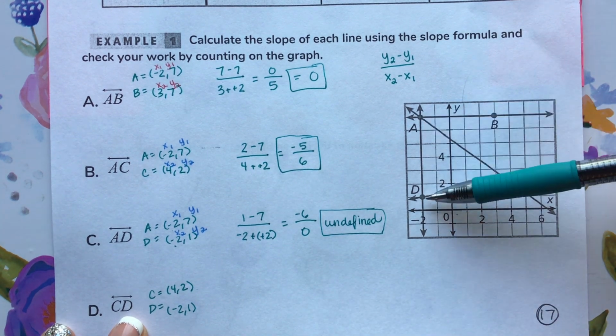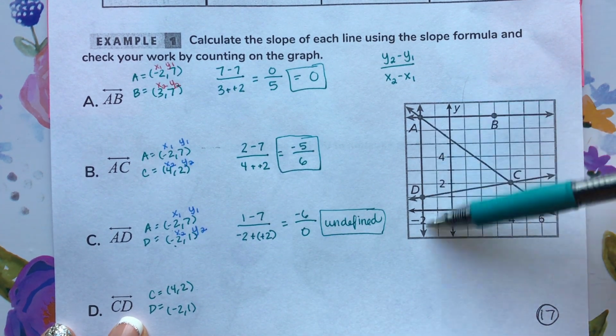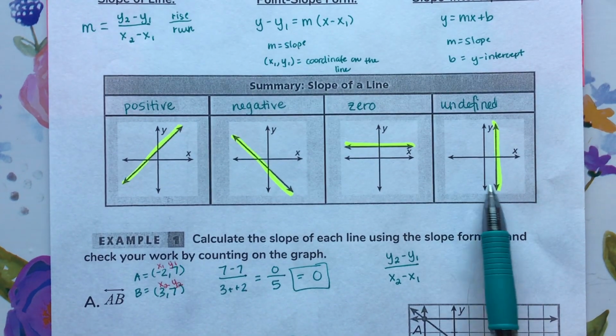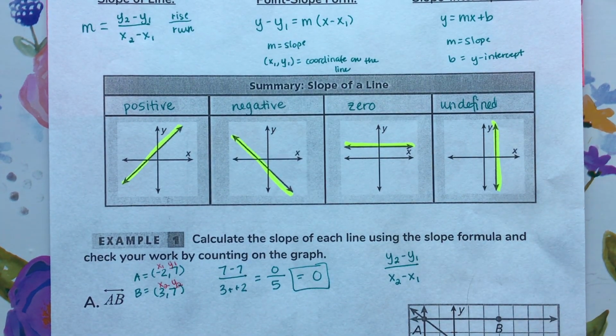If I look at my line AD, notice how it goes straight up and down, and that does correspond with my table up here that says a straight up and down line is undefined, so I know that I'm correct.